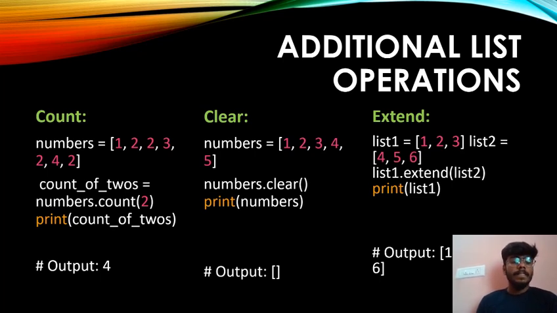Then clear, it acts as removing all elements from a list, like numbers = [1, 2, 3, 4, 5], numbers.clear(), and print numbers. The output is only square brackets, all numbers are cleared.